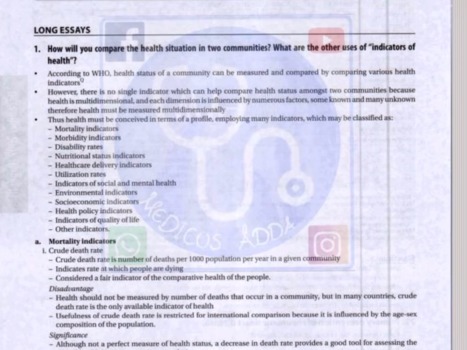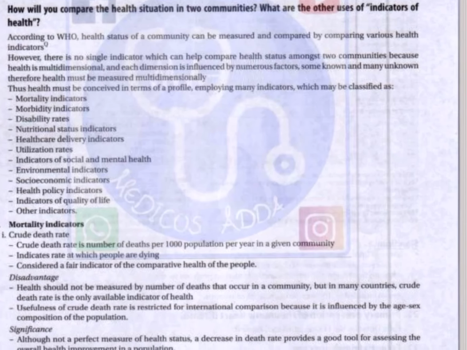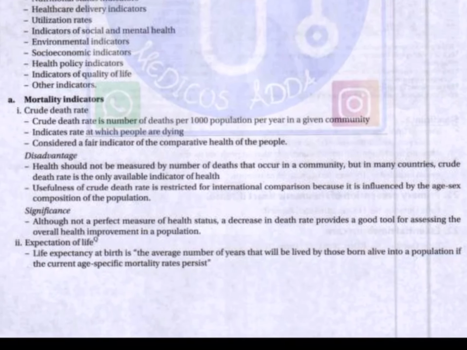Mortality indicators. Crude death rate. Crude death rate is the number of deaths per 1,000 population per year in a given community. It indicates the rate at which people are dying. Considered a fair indicator of the comparative health of the people.